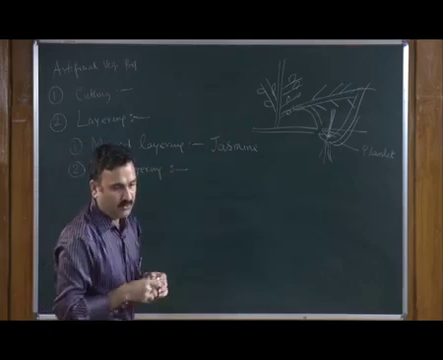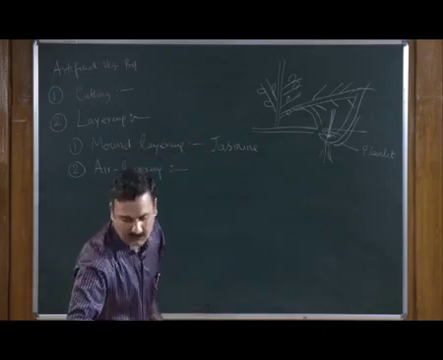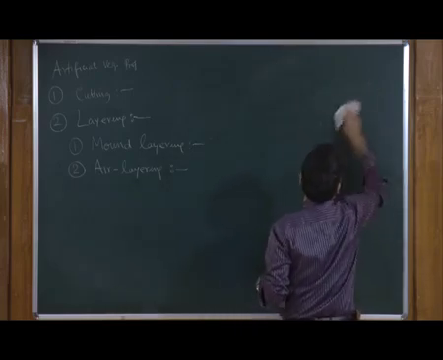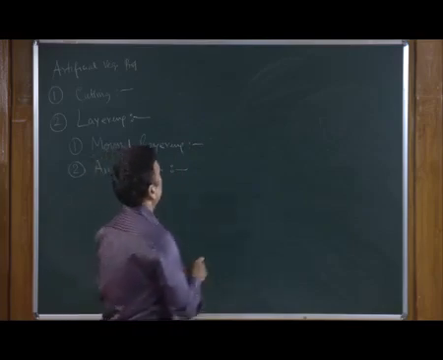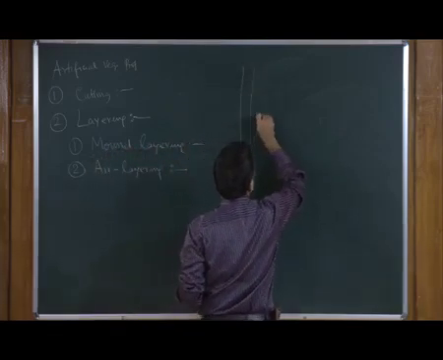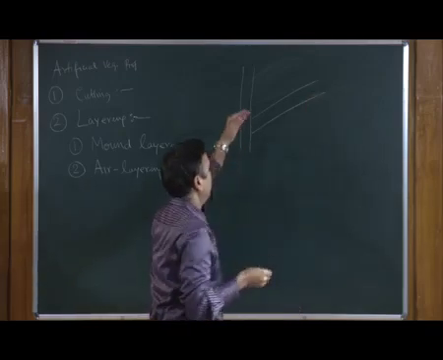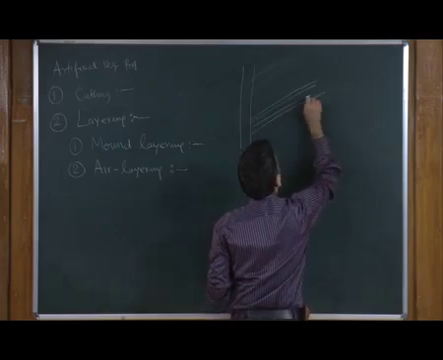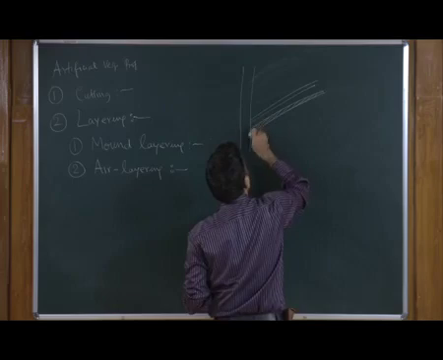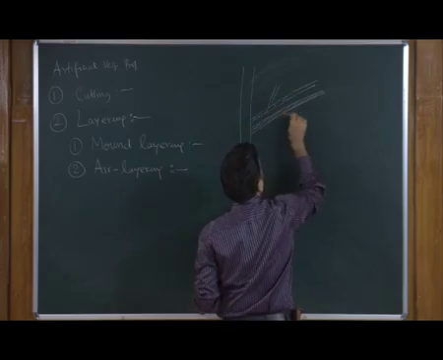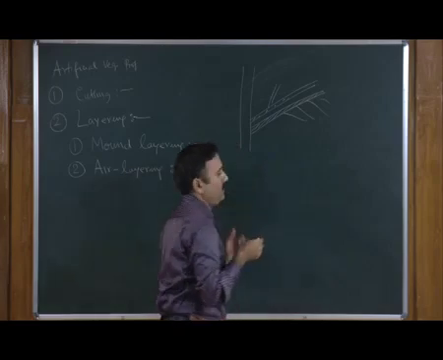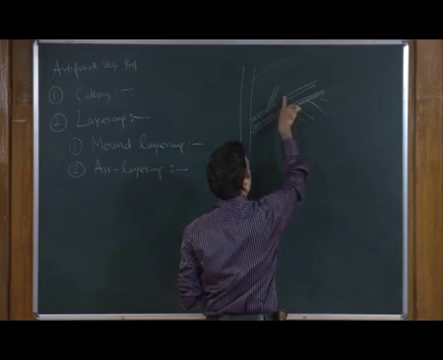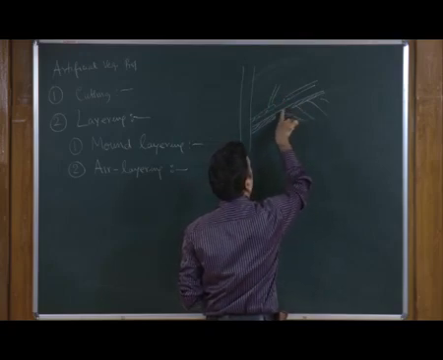In air layering, you can imagine that this is your tree and this is the branch. That branch contains thick bark, and you can imagine that it has leaves and everything. What you do in air layering is remove a small portion of the bark, along with the tissue.